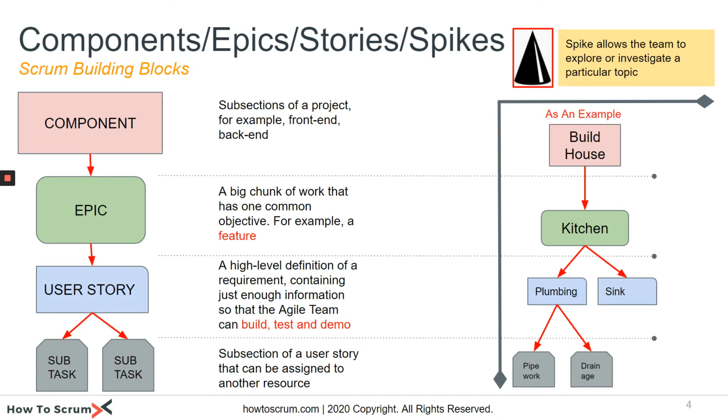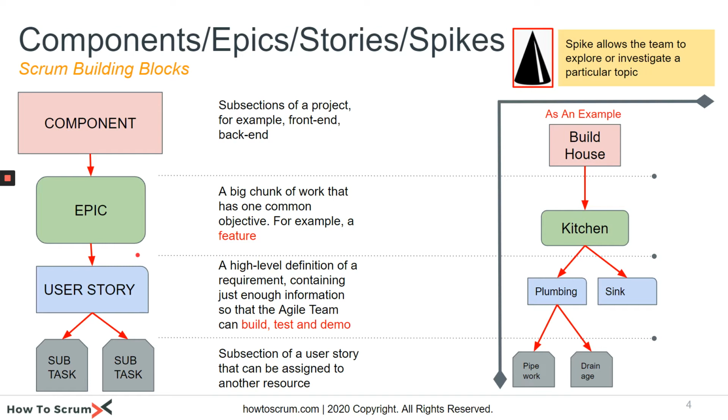Now, the Scrum basics or the Scrum building blocks are the components, the epics, user stories, subtasks sometimes called, and the spikes. A component is very high level. If a project consists of a front end, like a user screen, and a back end database in the middle and a network, then you can break those projects down into components, the back end, the front end. But most likely, people will be using epics as a way of combining all the stories underneath that.